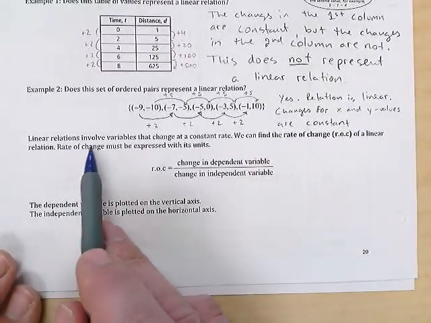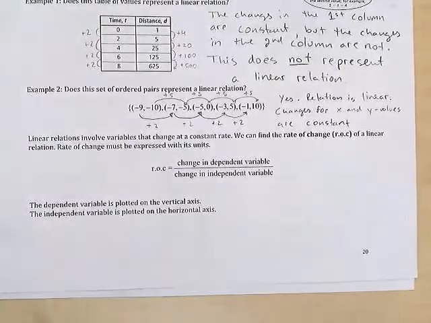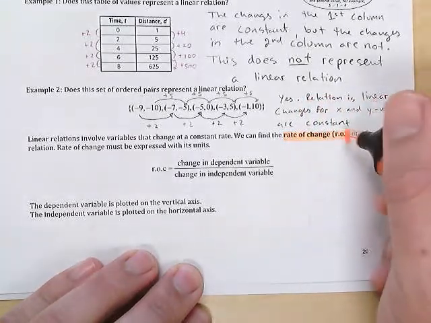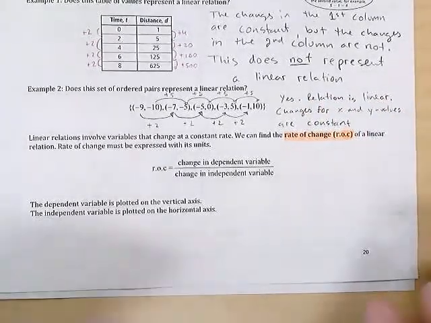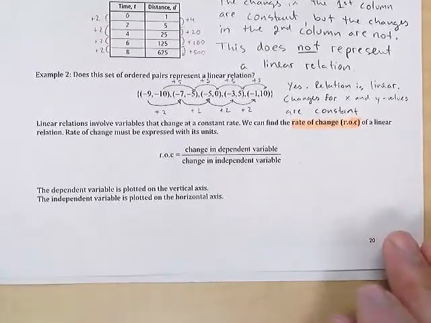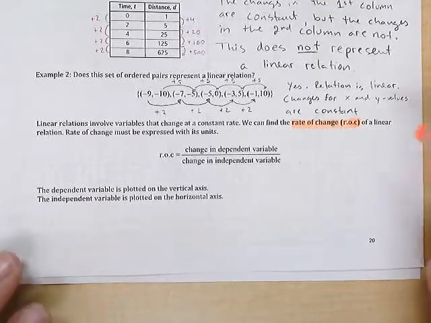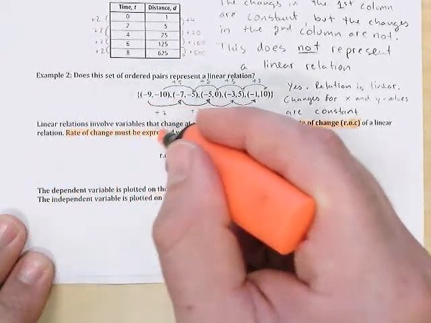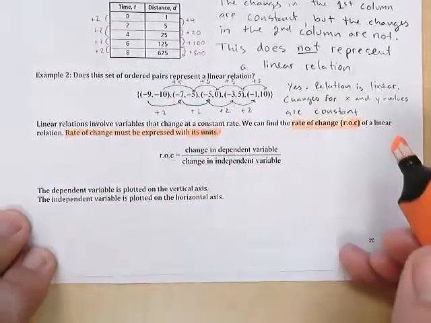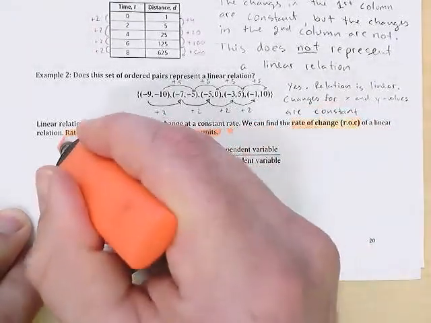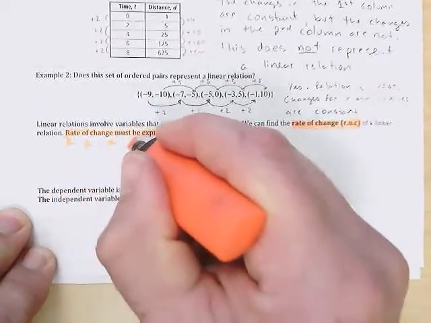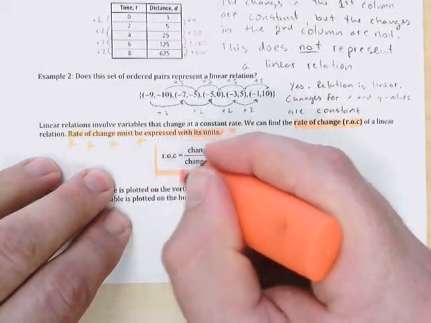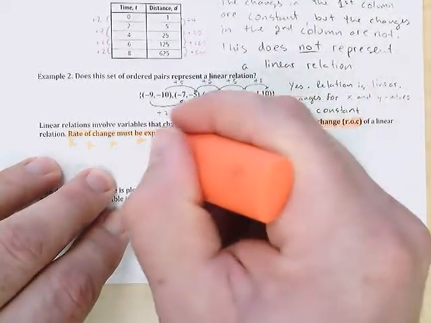Linear relations involve variables that change at a constant rate. We can find the rate of change. Okay, rate of change, we're going to call that slope later on. Rate of change is when we're talking about a specific context, or there are units involved, right? Rate of change of a linear relation, right? And the rate of change must be expressed with its units. Okay, it's very important. Make sure you know that if it's a rate of change, you have to add units to it, okay? And make sure you understand this. It's going to be a bit of a theme moving on to the next chapters.